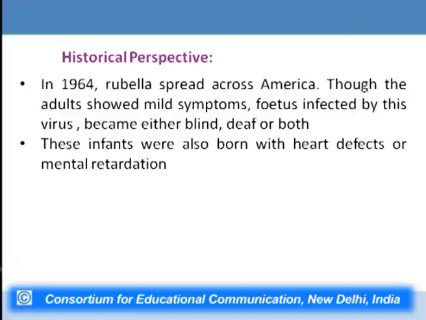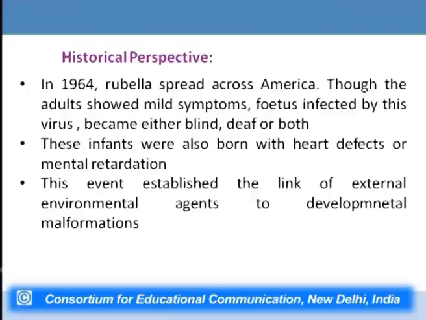He or she might be suffering from both the conditions. Some of these individuals also had heart defects and mental retardation. So this event in 1964 established the link between external environmental agents and developmental malformation. What was earlier a notion now became established because of this study: environmental agents could lead to malformation in the embryo.